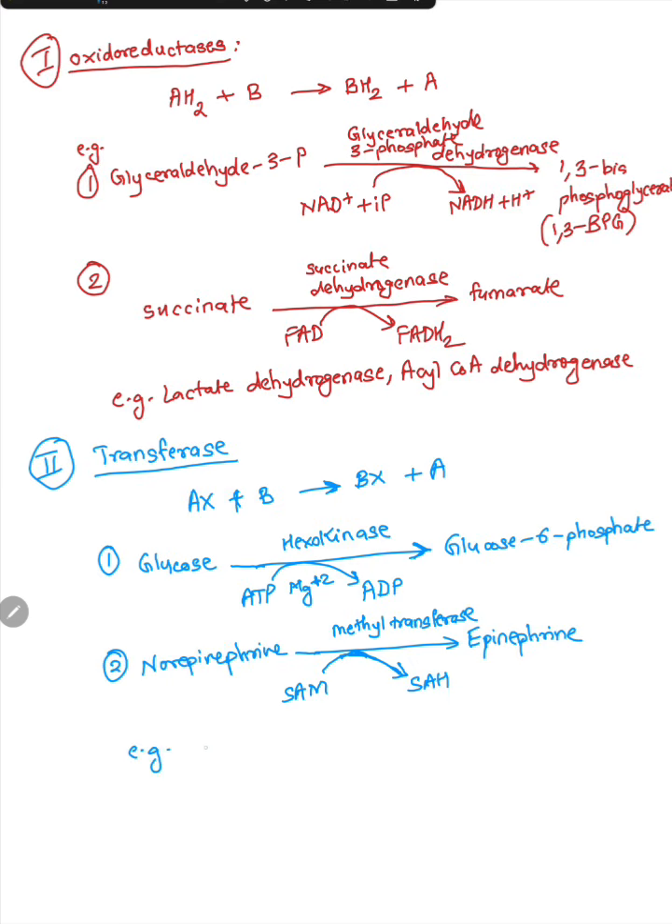Other examples of transferase are phosphofructokinase. Which reaction does it catalyze? You have to read about it. Phosphofructokinase also catalyzes a phosphorylation reaction, you know, from glycolysis. Transaminase catalyzes the transfer of an amino group from an amino acid to a keto acid, and the amino acid becomes a keto acid and the keto acid becomes an amino acid. So this was about transferase.